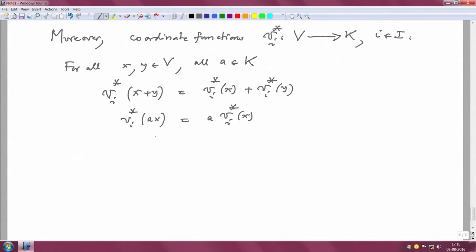These two equations hold. That means the first means v_i star is an abelian group homomorphism. V plus is an abelian group, K plus is also an abelian group, and this first equation means it's an abelian group homomorphism, and the second equation means that it respects the scalar multiplication. That means whether I multiply by a scalar and apply a coordinate function, or I multiply by the scalar after applying the coordinate function, these two are the same. So in general, these are called K-linear maps.